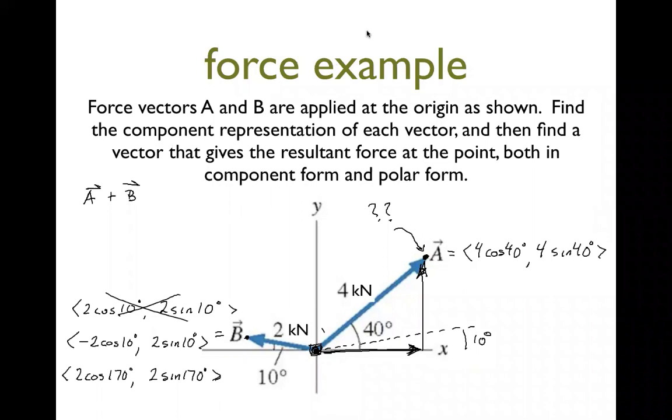So we want addition. And so if we want, we can go tip to tail for addition. So I'm going to take B. I could put B right there like that. And I'm doing A plus B. And so that shows us that the resultant force at the origin, if you just had one vector pulling on the origin, would be like this vector here.